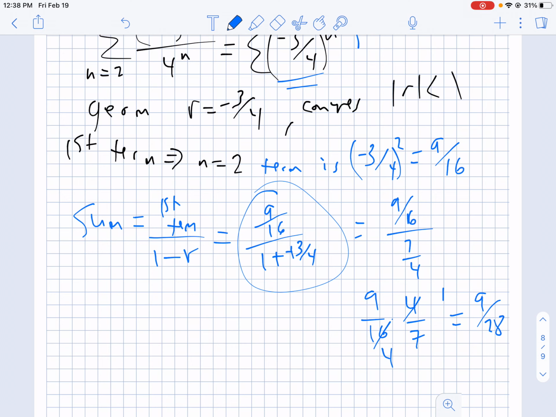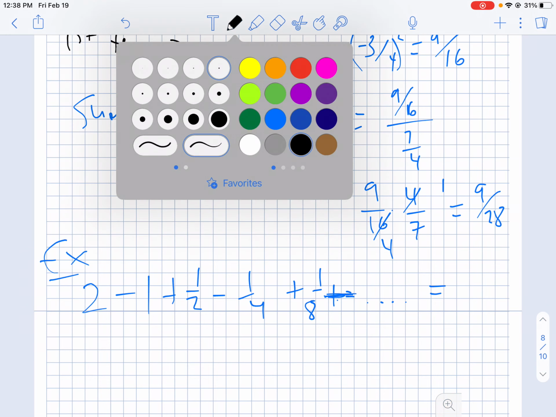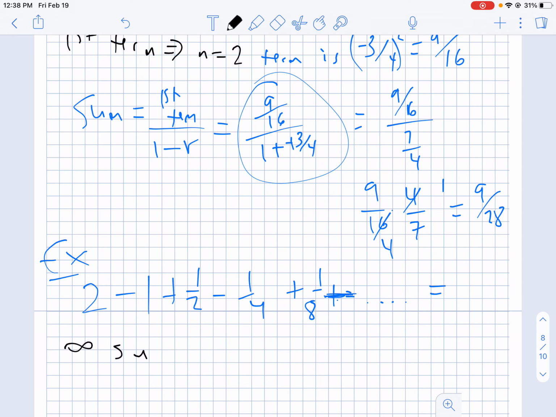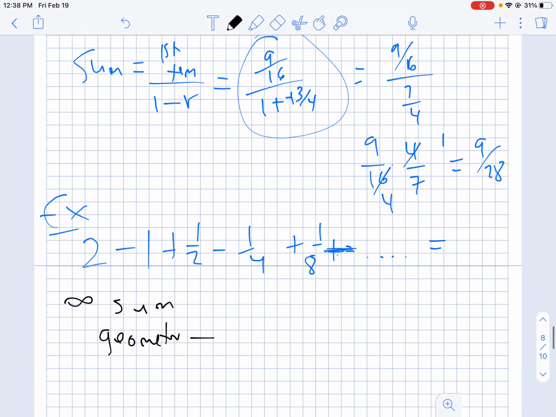Okay, and then just for an example, if you have a problem that looks like this, like 2 minus 1 plus 1/2 minus 1/4 plus 1/8, and you keep adding forever, that's what we should write as a plus dot dot dot, and you have to find that sum. This is an infinite sum. Well, the key is to recognize it's geometric, right? And you know this is geometric because you multiply by r each time. If you get from term to term, you can see it more easily on the fraction.